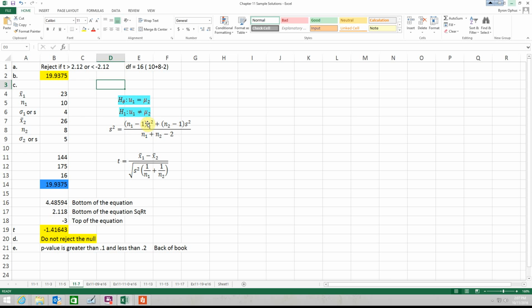So it's 9 times 4 squared, which is 16, so 9 times 16, plus this is going to be my n2, 8 minus 1, so 7 times 5 squared, so 7 times 25. That's the top. I probably have that here, my guess. This is the first one, I think, and this is the second one.